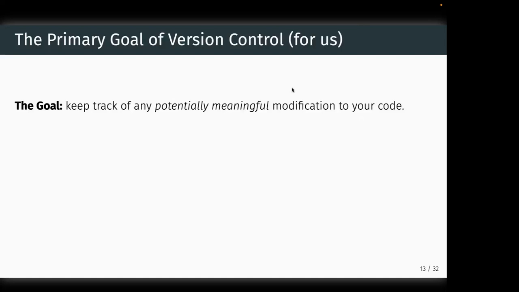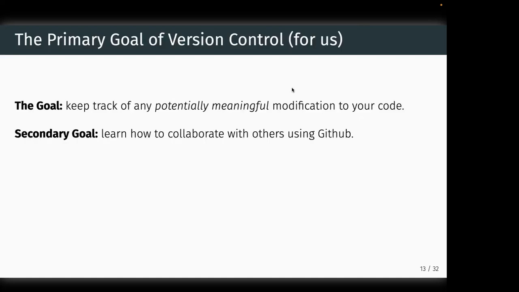The goal for today, what we want to do in the next 70 minutes, is basically to figure out a version control strategy to keep track of any potentially meaningful modification of your code. Okay, that's the goal. That's what we're trying to do here.